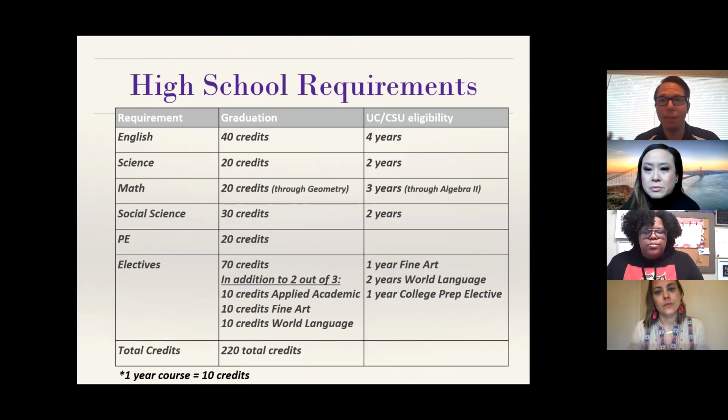I'm not going to go through every single subject. Obviously, the credits are up there. This is a slide you will become very familiar with by the end of your high school career, so you don't have to know it by heart by now.